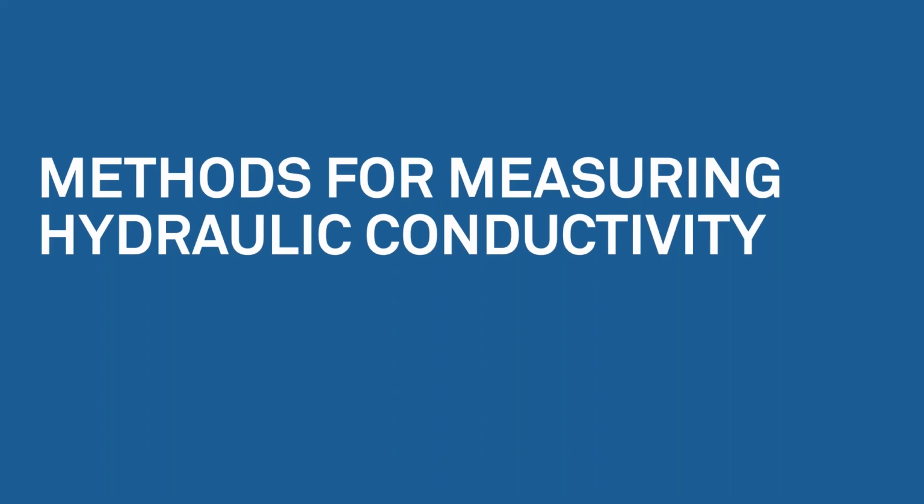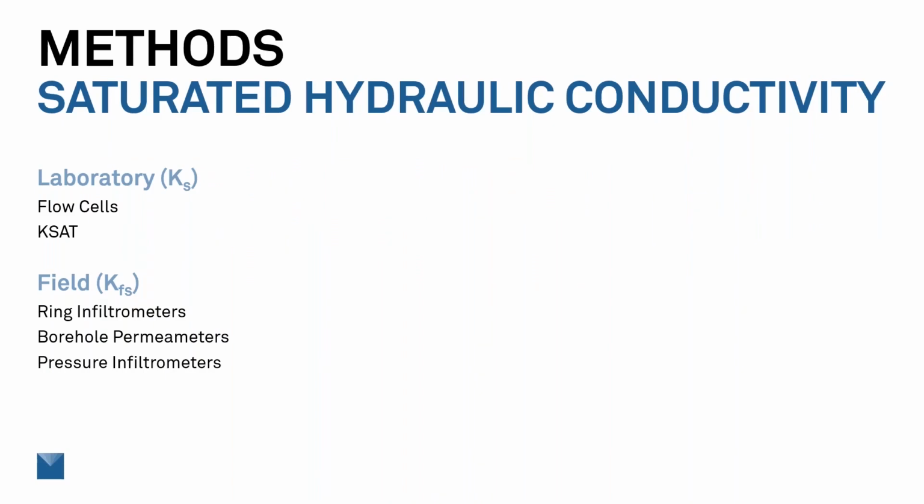So now that we've covered that, let's jump into the methods for measuring hydraulic conductivity. First, we'll start with saturated hydraulic conductivity. Typically, when we think about these measurements, we break them down into either laboratory methods or field methods. In the lab, we have flow cells and the KSAT device, which are all based on the same principles, and we'll discuss that shortly.